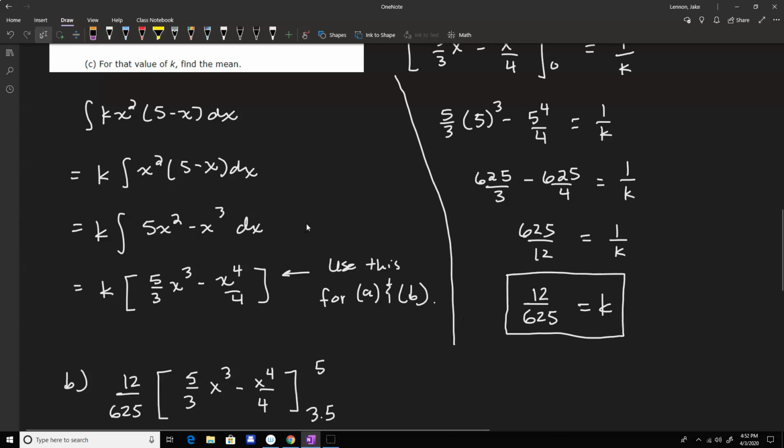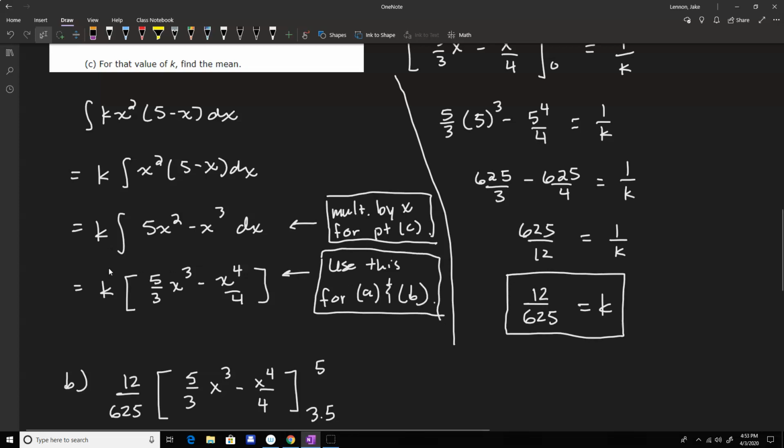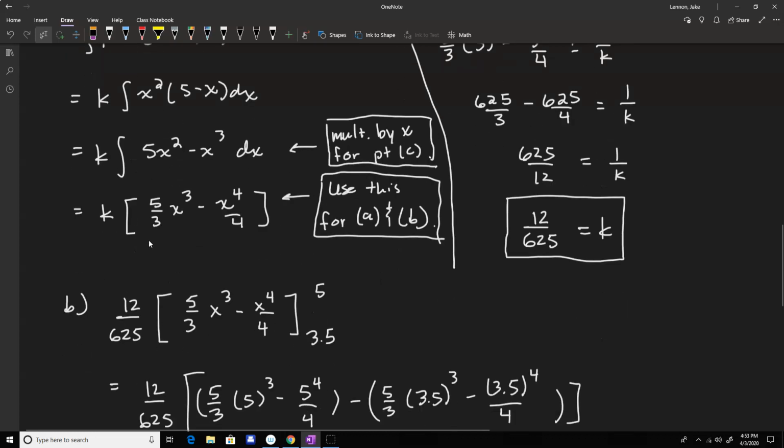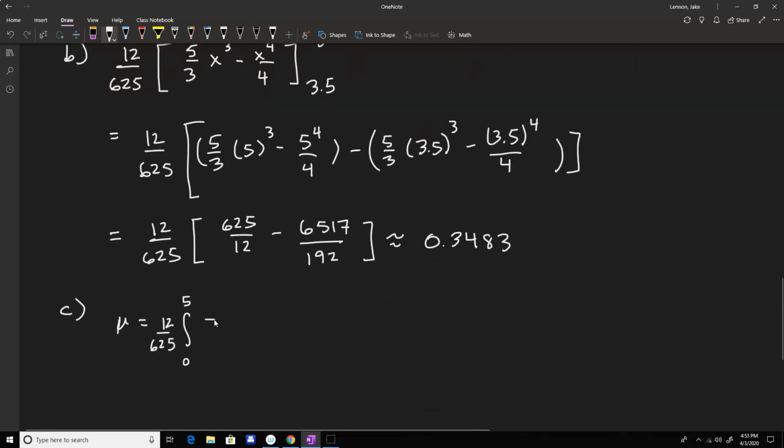So I'm looking at this line, so multiply by x for part C, and then find the antiderivative. So that's what we're doing there. Maybe I'll box this in so we know that these are the instructions for the separate parts. So we have the k out front, and then we're going to be integrating 5x cubed minus x to the 4th dx.